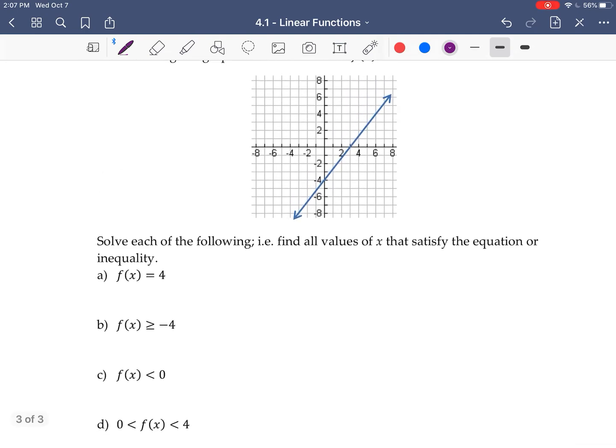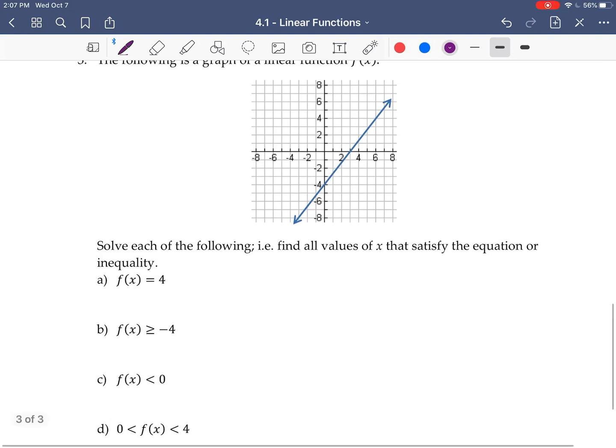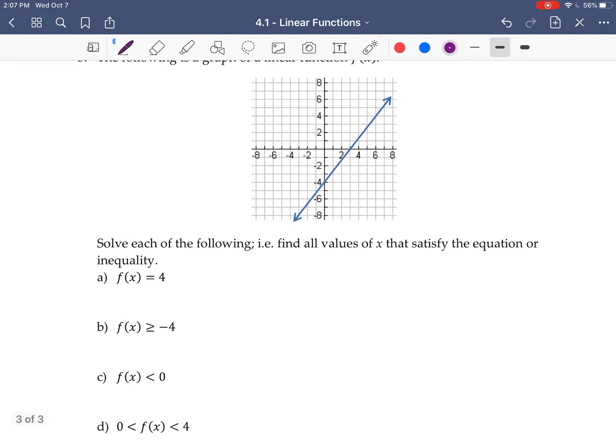Okay, so where is f of x equal to 4? So you want to look on the graph. We want to know where the y value equals 4. So we look at 4 and then I see, oh, it's right here, and it has x value 6. So f of x is equal to 4 exactly when x is equal to 6.